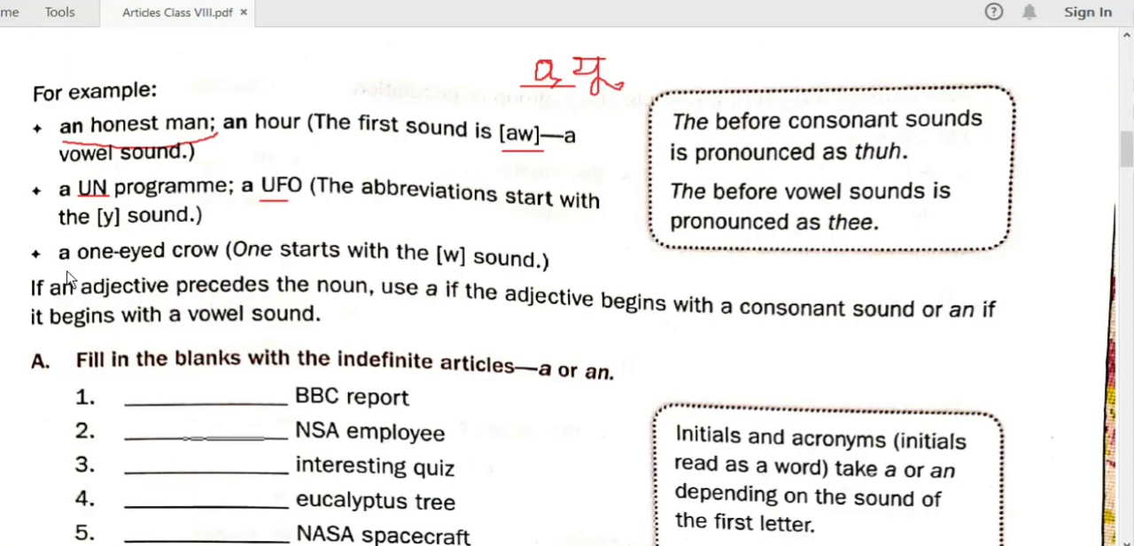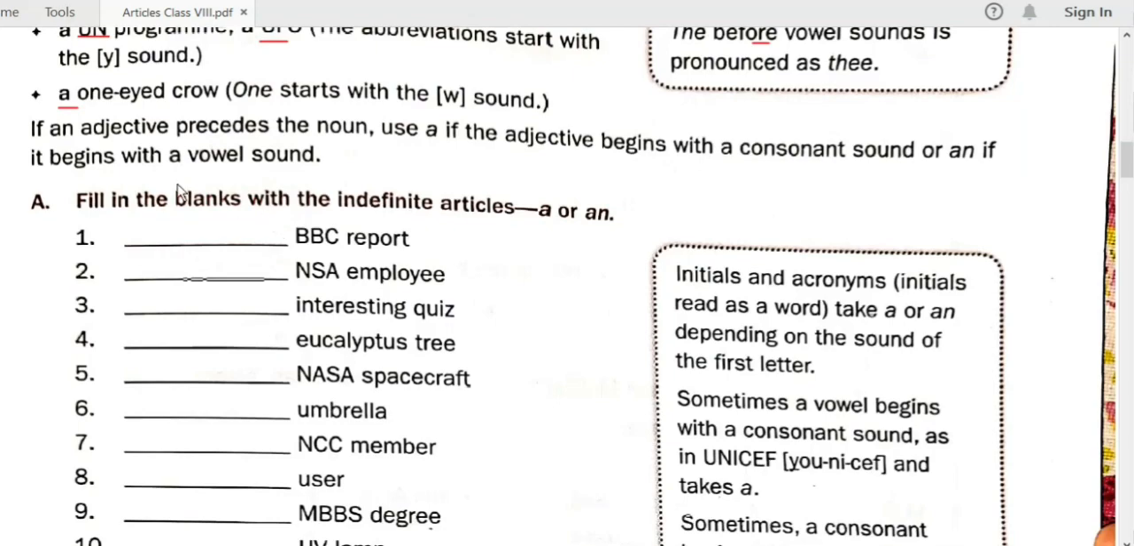In the next sentence, a one-eyed crow. One, wa. When you write down wa, one, so here what we have seen is wa is a consonant sound. There a is used. Some exercises are given for you which you have to solve. If an adjective precedes the noun, use a if the adjective begins with a consonant sound, or an if it begins with a vowel sound. For this line, we will see, a boy.